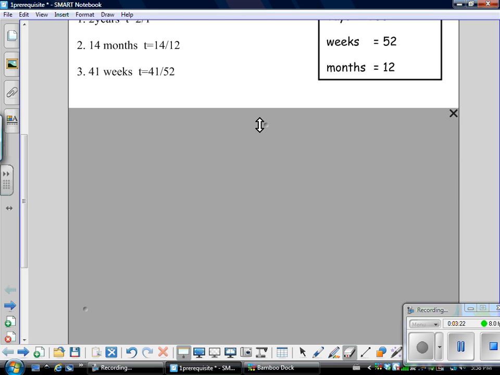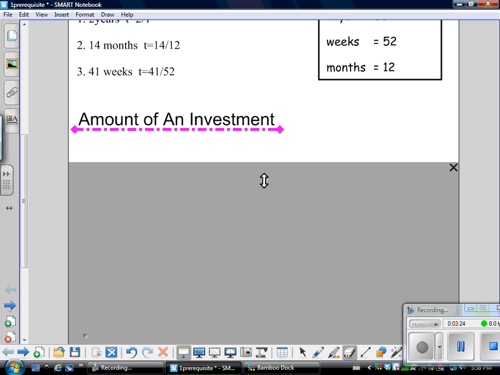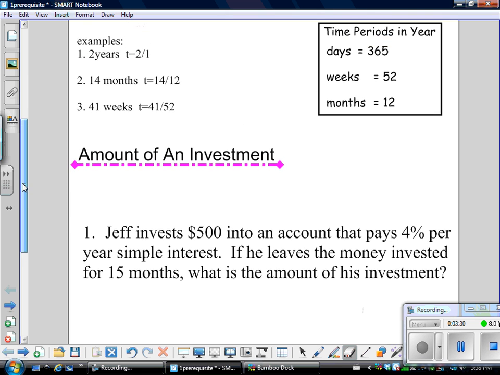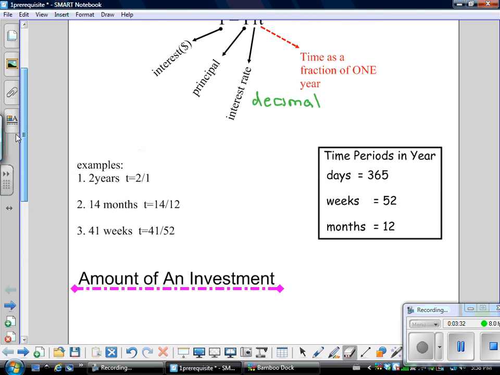Right? So one more thing before we actually get working on an actual word question, let's take a look at the amount of an investment. Our formula, the simple interest formula, only calculates the interest. When we're talking about the amount of an investment, it includes the interest that we earn as well as the principal. And this is true whether I'm using the simple interest formula or the compound interest formula.